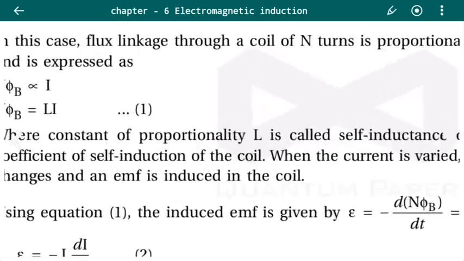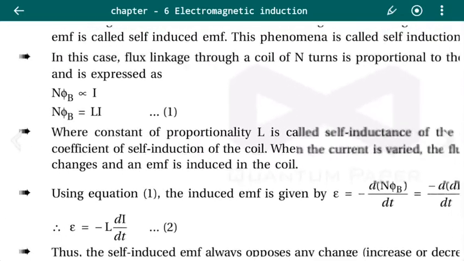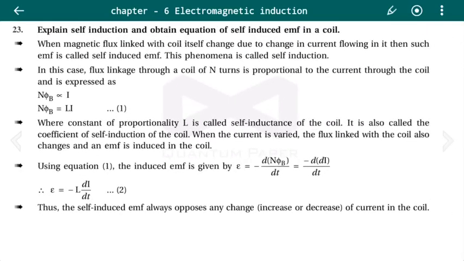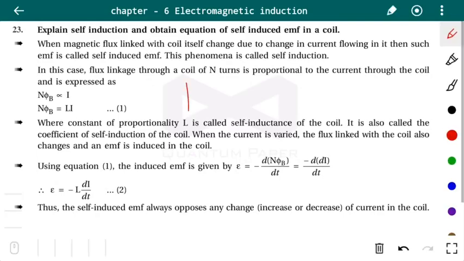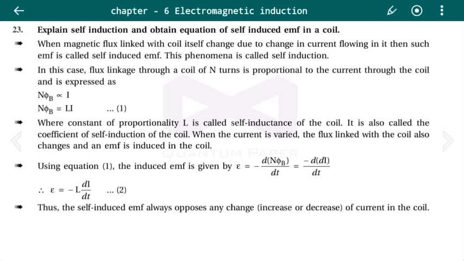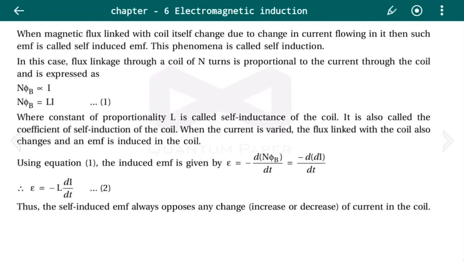Removing this proportionality, we take the constant as L. So N phi B equals L I, where the constant of proportionality L is called the self-inductance of the coil. So we can write the self-inductance of the coil, that is L equals N phi B upon I. It is also called the coefficient of self-induction of the coil.